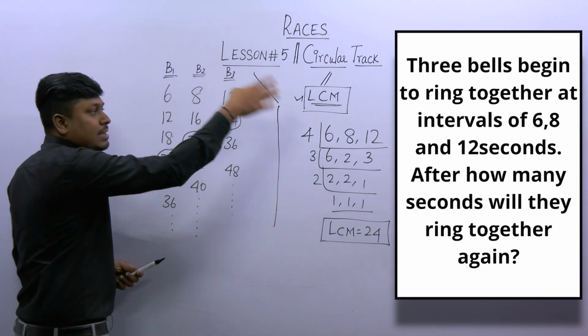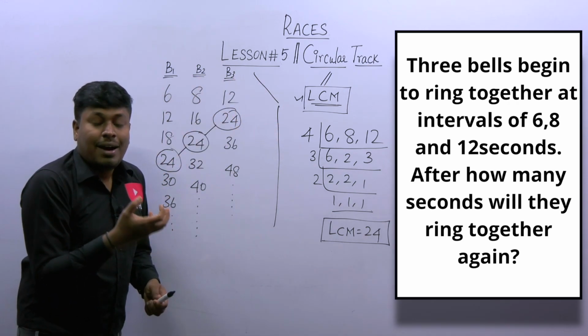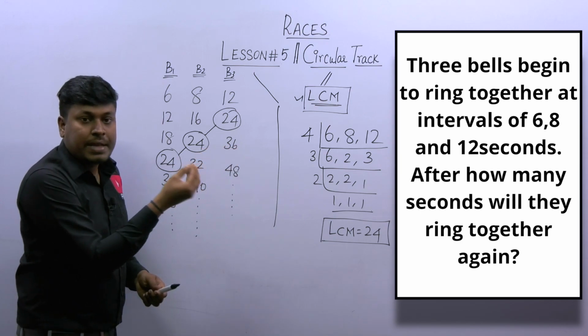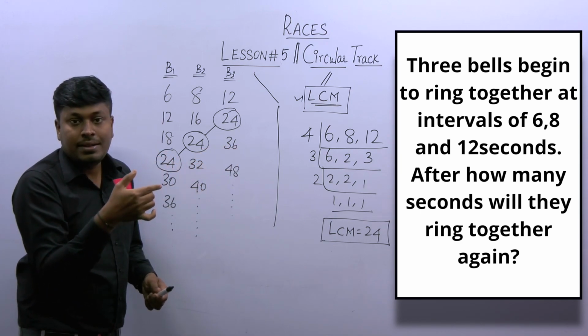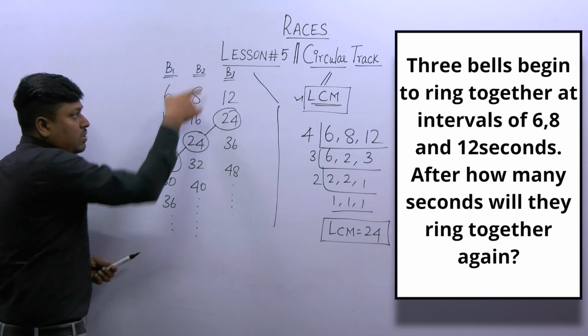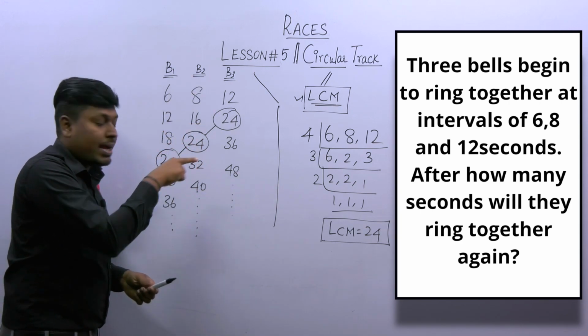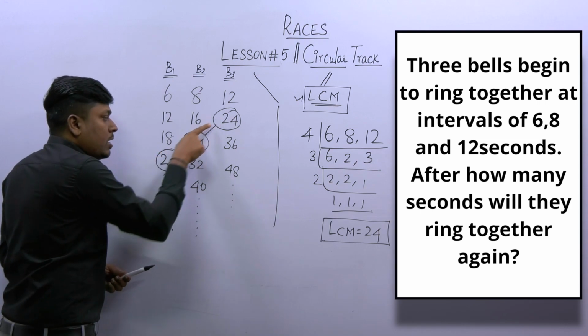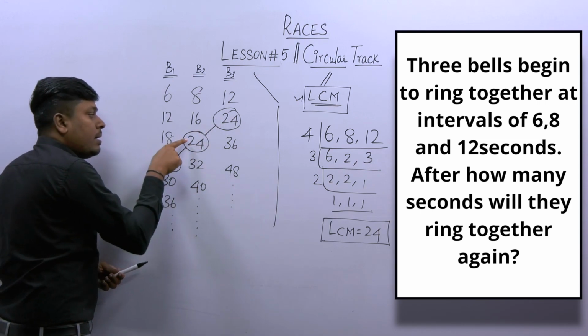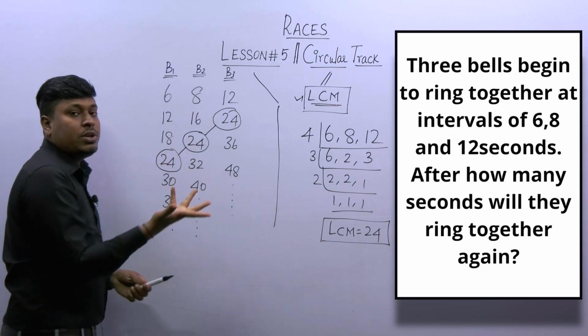Similarly there are three bells, right? But what is our target? Our target is to find at what point of time all three bells will ring together. Just see, bell number 1, bell number 2, bell number 3, right? At what second will all three bells ring together? At 24 seconds. Yes or no? At 24 seconds, bell 1, bell 2, bell 3, all three bells will ring together.